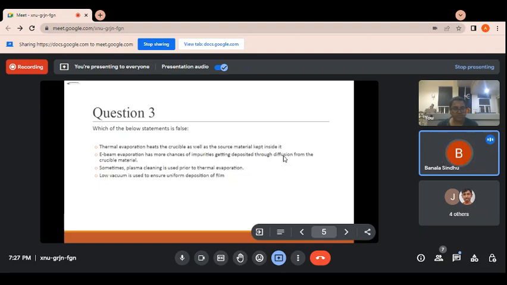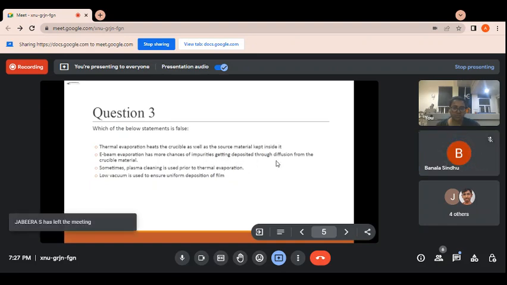Yes. In that, sufficient energy is used for evaporating any material, ma'am. So there is no chance of diffusion of crucible material, ma'am. Yes. So here the right answer is option 2.